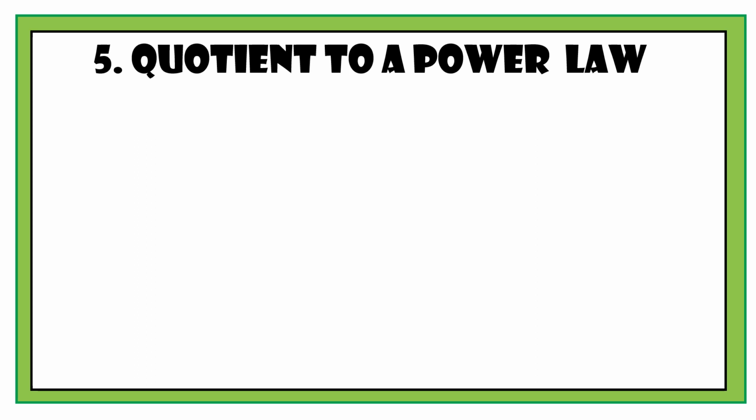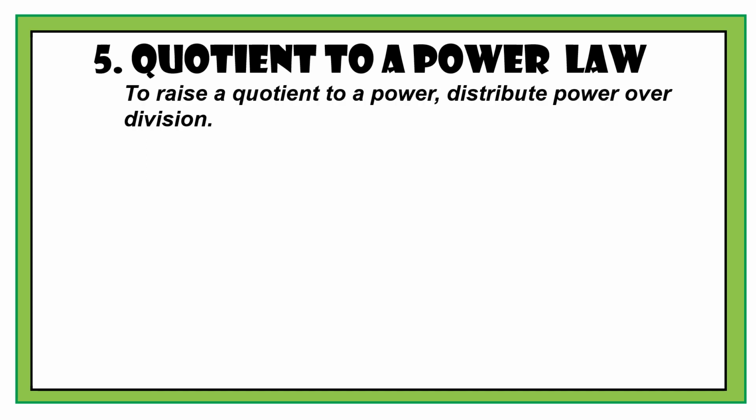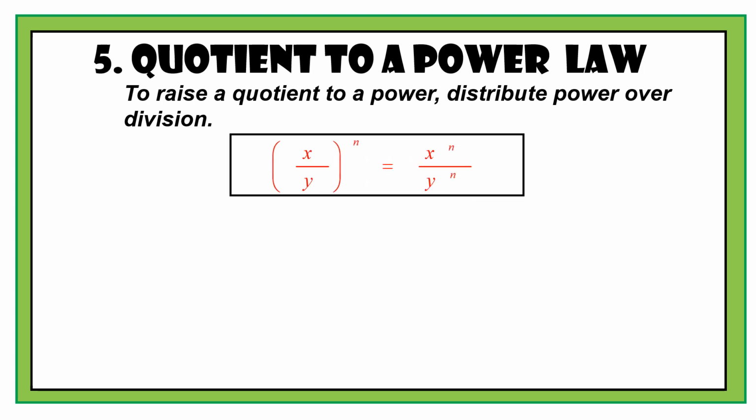Number 5 is the quotient to a power law. To raise a quotient to a power, distribute power over division. So, we have in symbols, distribute lang natin yung n sa x and y. So, examples, quantity x over y raised to 6. So, 6 ang exponent natin. So, distribute natin kay x at y. So, the answer is x raised to the 6th power over y raised to the 6th power.